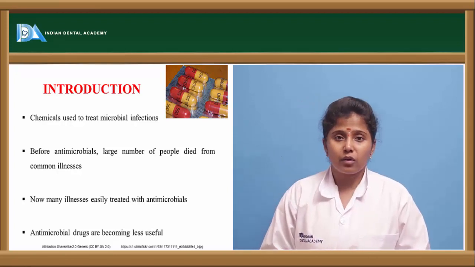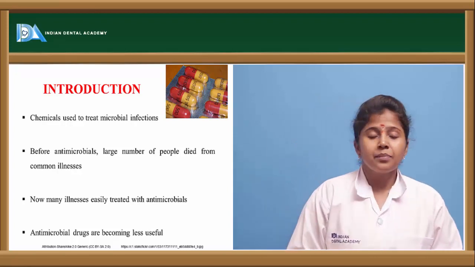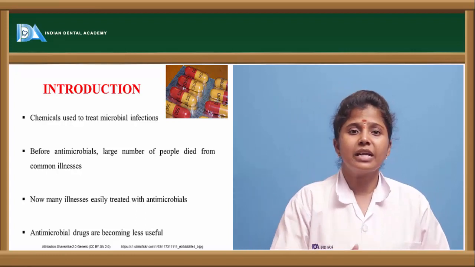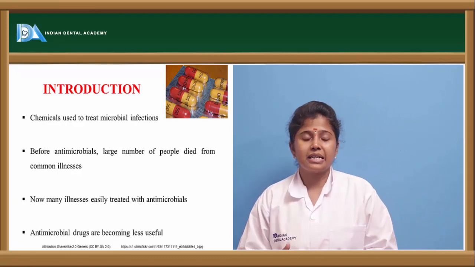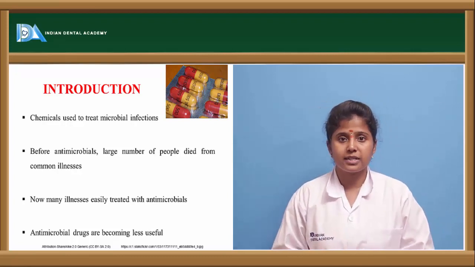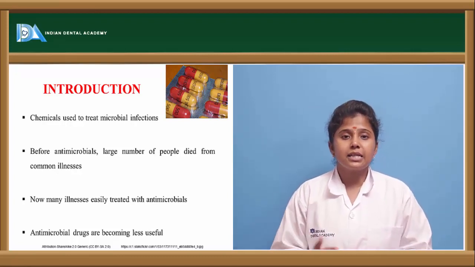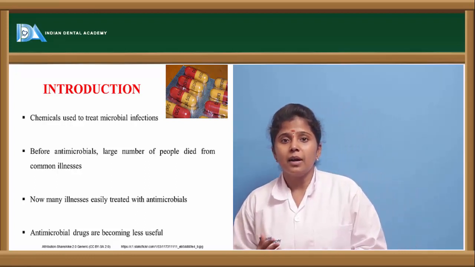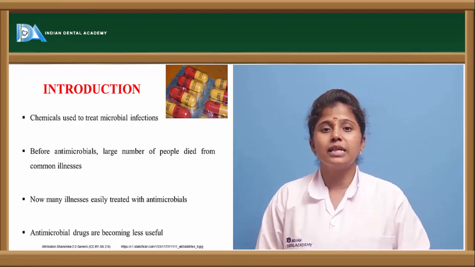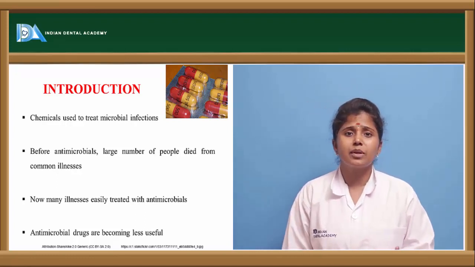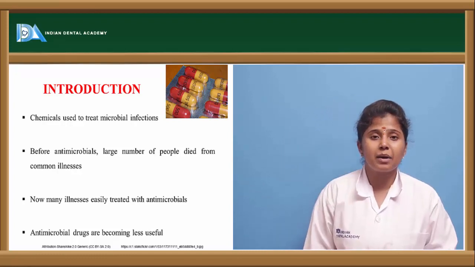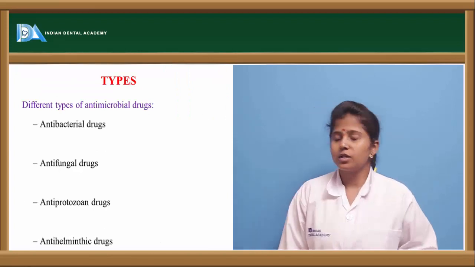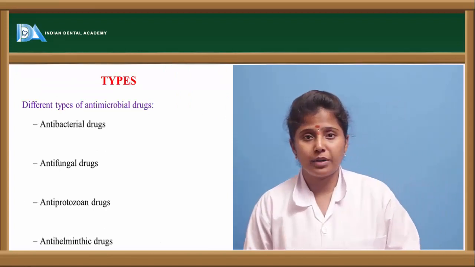Before the antimicrobials were discovered, a lot of people died because of various infections caused by bacteria, viruses and various other microorganisms. But after the discovery, the mortality rate has been reduced because of the treatment with these antimicrobials. But now the bacteria, the microorganisms, have become resistant to these antimicrobials, and thereby these drugs are less useful. So what are the various types of antimicrobials used?